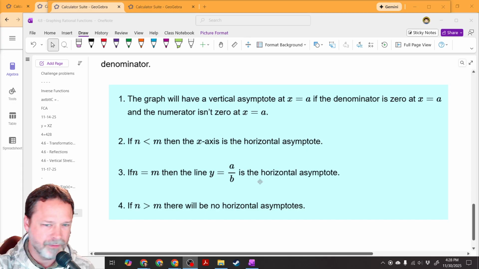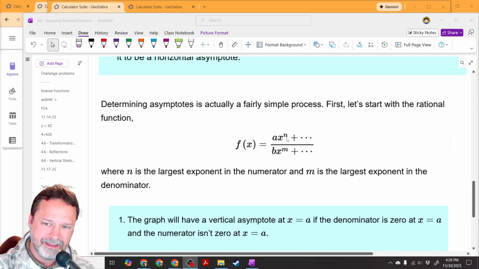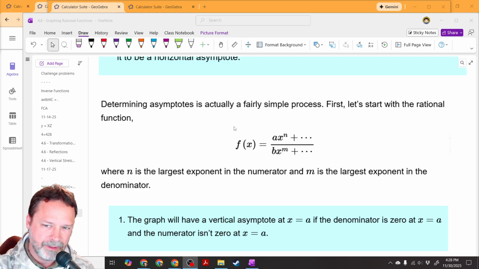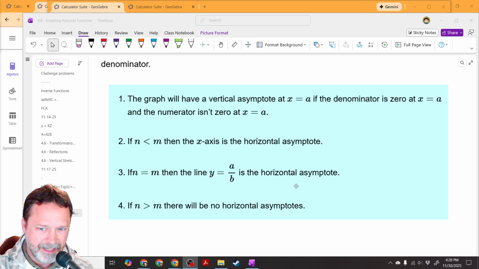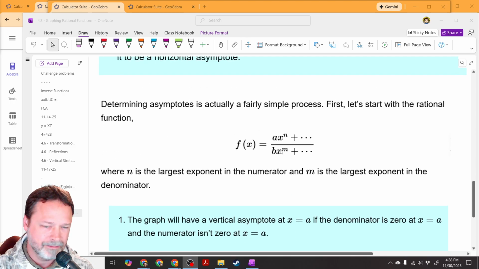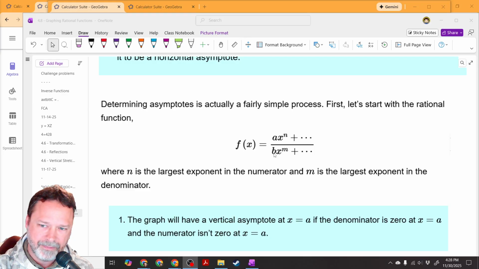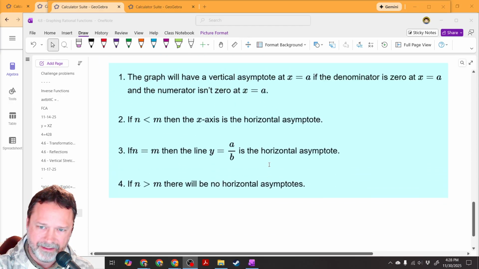They take over because, again, x to the n gets bigger a lot faster than x to the n minus 1. Or you could say x cubed gets bigger way faster than x squared, and so on. So what we get is the line y equals a over b for our horizontal asymptote. And that makes sense. As values of x get really, really large, these first terms take over, and that a over b is going to be our asymptote.